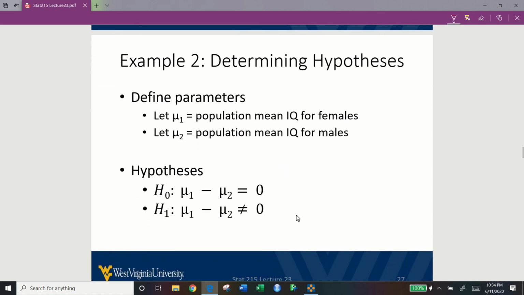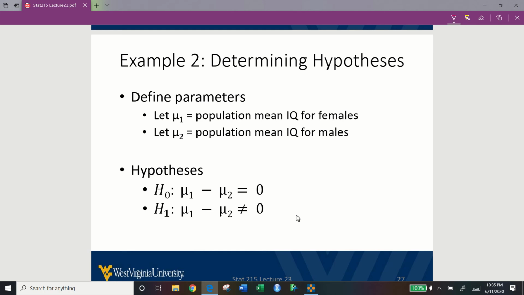Okay, so now to begin, let us define our parameters. Let mu1 equal the population mean IQ for females. Let mu2 equal the population mean IQ for males. Our null hypothesis will be the same as it was in our previous problem: mu1 minus mu2 equals 0. What will be different is our alternative hypothesis, which will be mu1 minus mu2 not equal to 0.